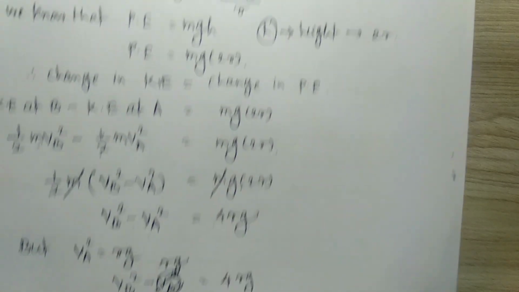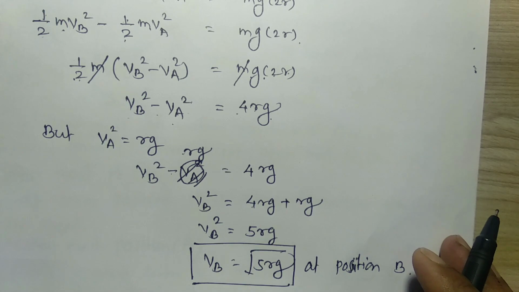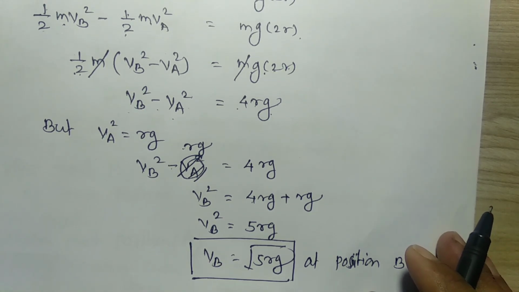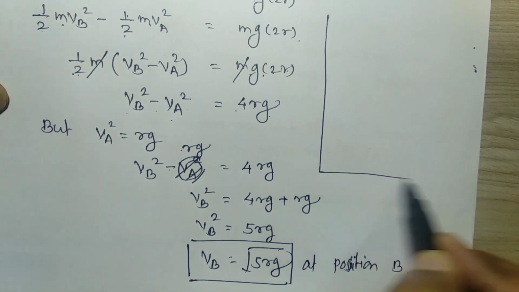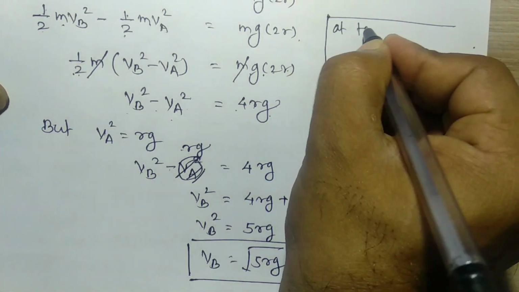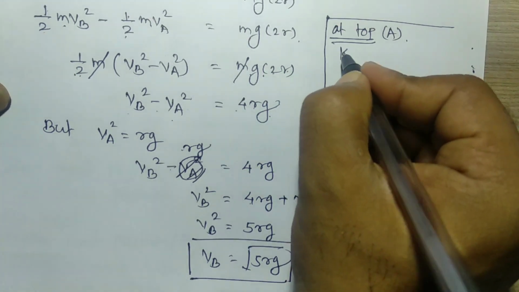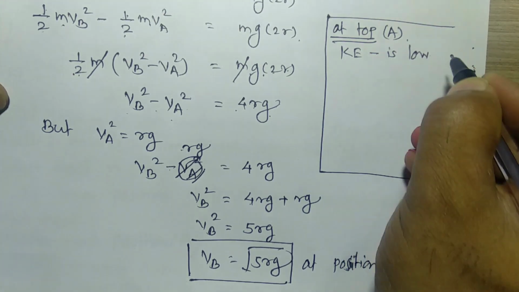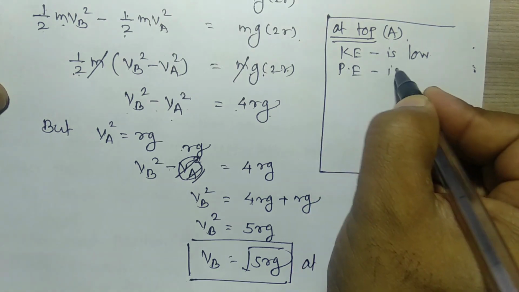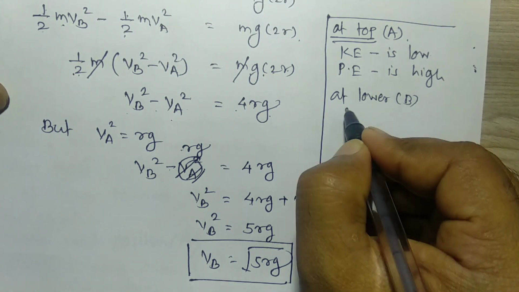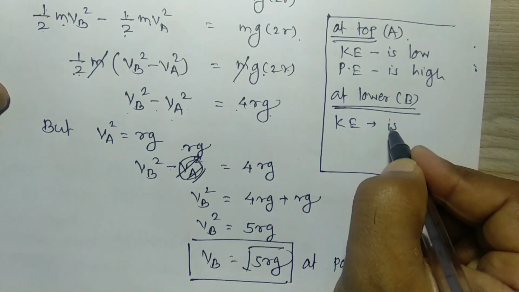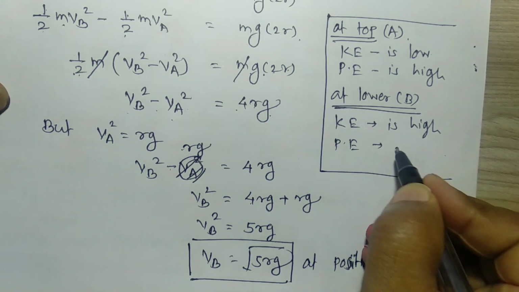That means kinetic energy at uppermost and lowermost position. Kinetic energy is higher at lowermost position. That means potential energy is lower at lowermost position, and kinetic energy at topmost or uppermost position is lower, and potential energy is higher at topmost position. So we conclude that at point A, kinetic energy is low and potential energy is high. At lower point, that means B, kinetic energy is high and potential energy is low.